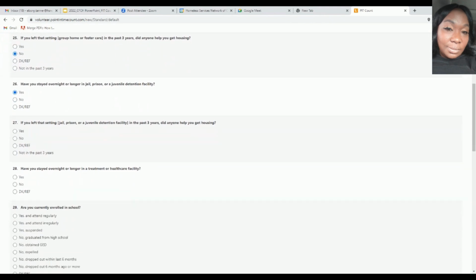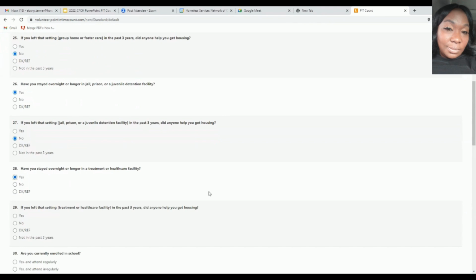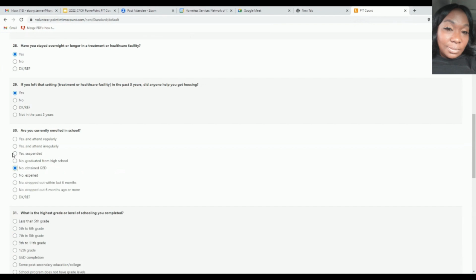If you left that setting, jail, prison, or juvenile detention facility, in the past 3 years, did anyone help you get housing? Have you stayed overnight or longer in a treatment or healthcare facility? If you left that setting, treatment or healthcare facility, in the past 3 years, did anyone help you get housing? Are you currently enrolled in school? There are some questions to ask concerning enrollment in school. So we're going to say no.